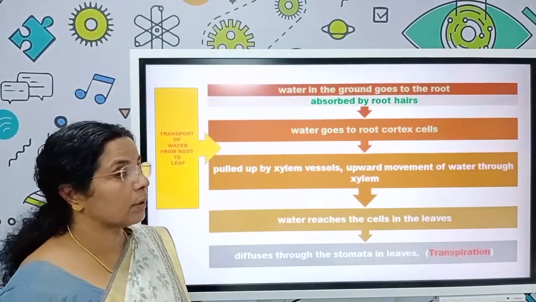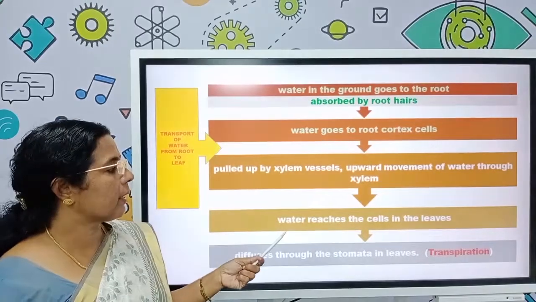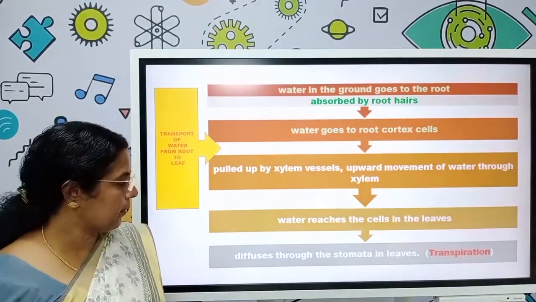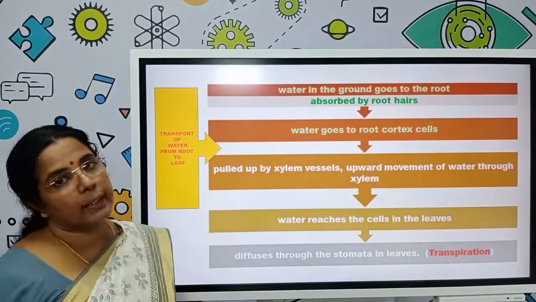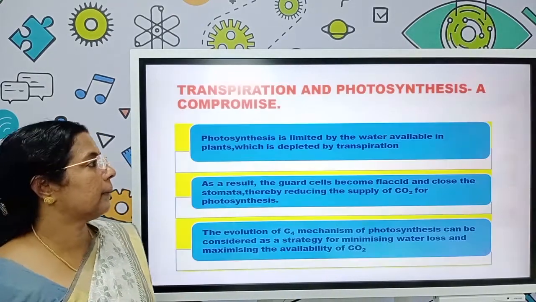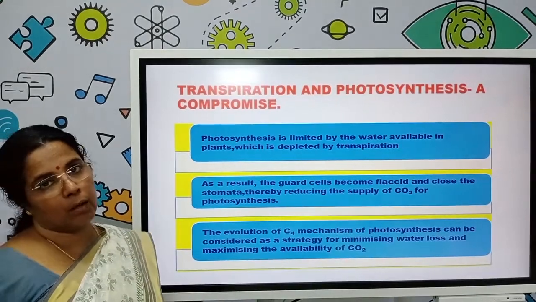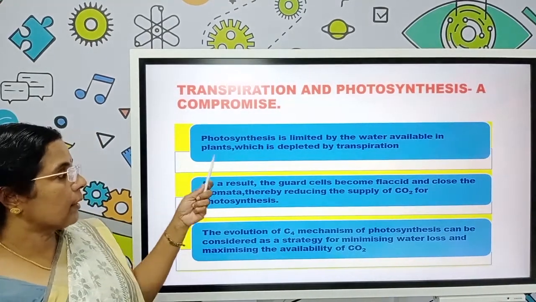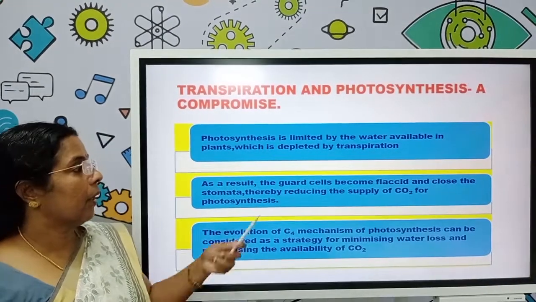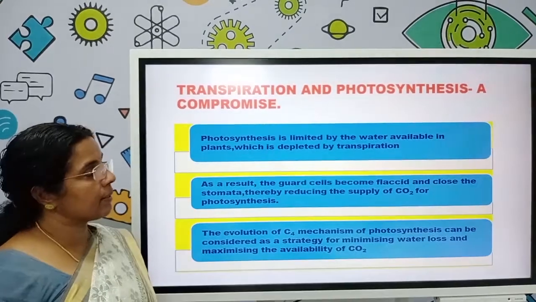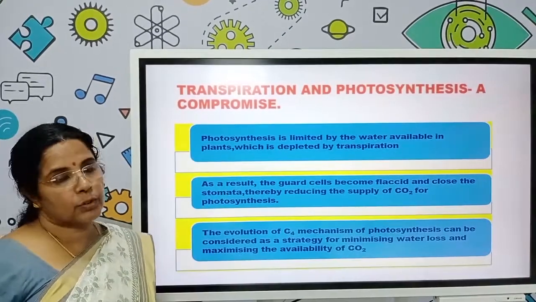Upward movement of water through the xylem occurs. Then water reaches the cells in the leaves and diffuses through the stomata of the leaves by transpiration. Then transpiration and photosynthesis are complements. Photosynthesis is limited by the water available in the plants, which is depleted by transpiration.